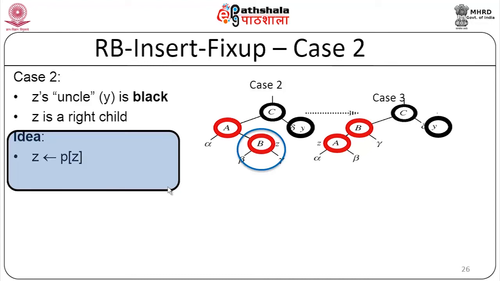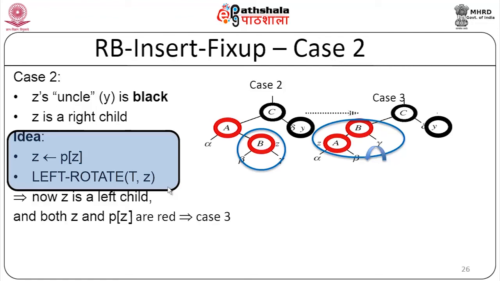Now, here the idea is that z becomes the parent of z. So, that is the new z. So, now you interchange the two. You do a left rotate with respect to z, and now z is a left child, okay. Now, z is a left child and both z and P of z are red. So, this becomes a case 3.